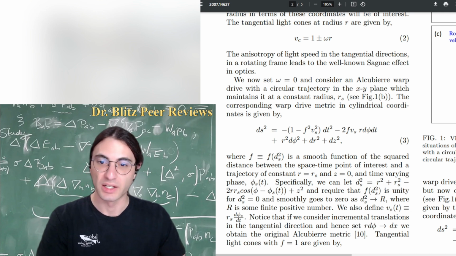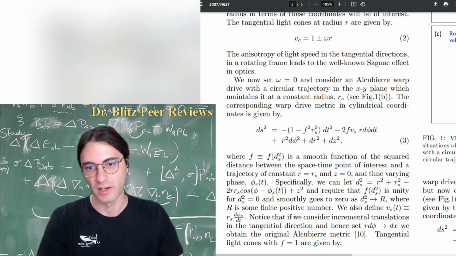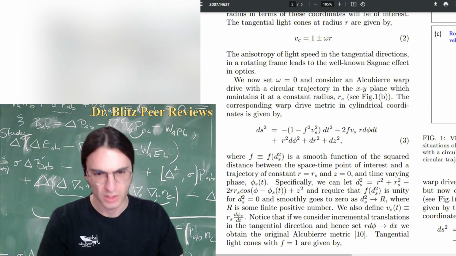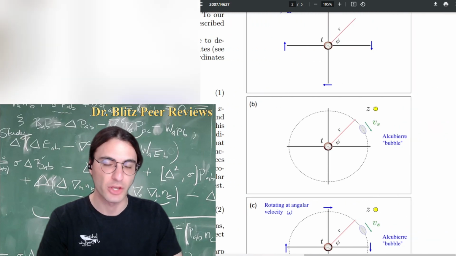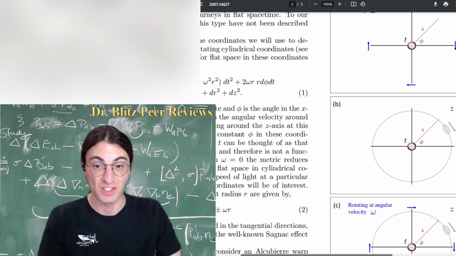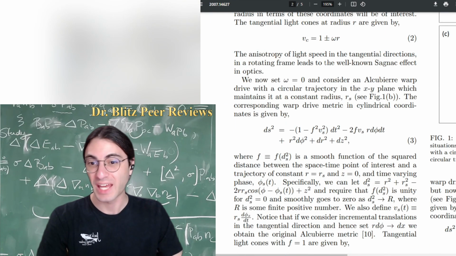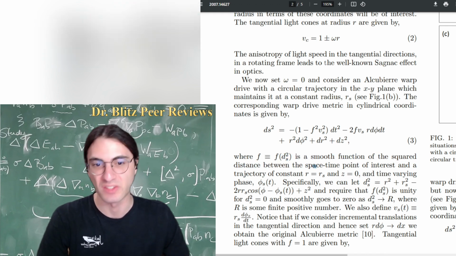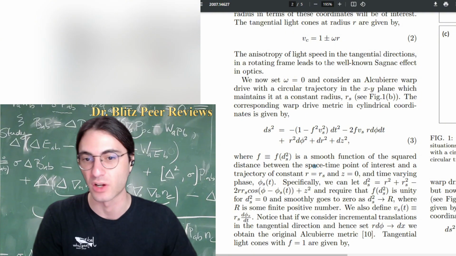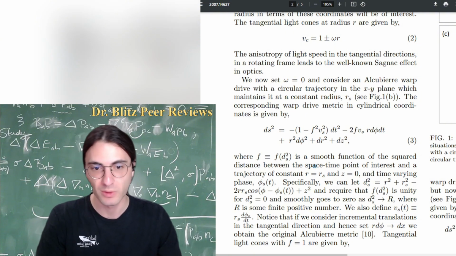So here they're going to tell us what these are. Are they going to tell us what v is? Oh, they do tell us what v is. V is the rate at which the Alcubierre bubble is moving around. So that's just the speed. And then f, which is f of d_s squared, is a smooth function of the squared distance between the space-time point of interest and a trajectory of constant r equals r_s and z equals 0, and time-varying phase.